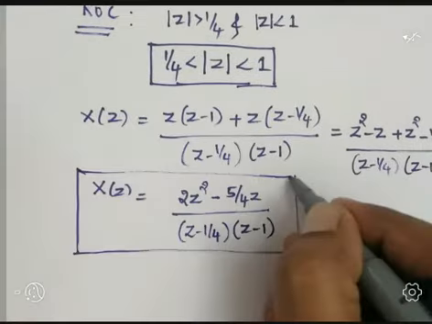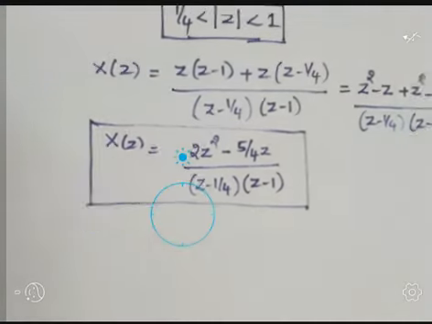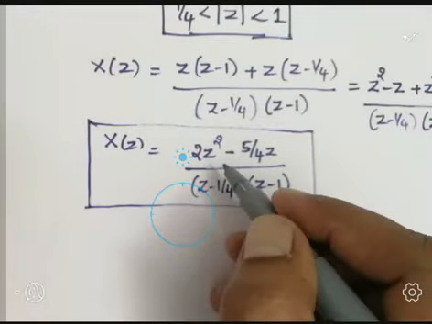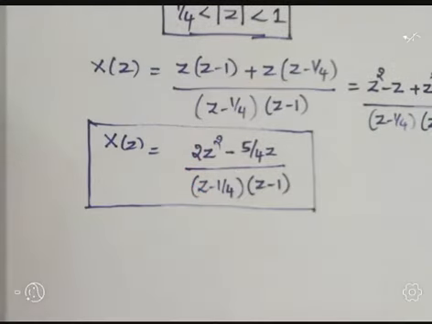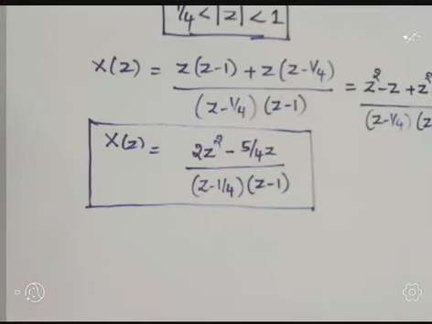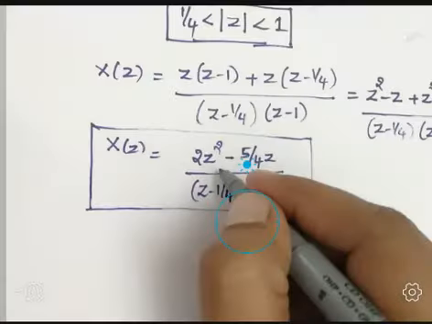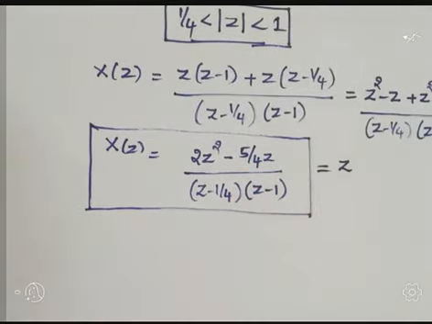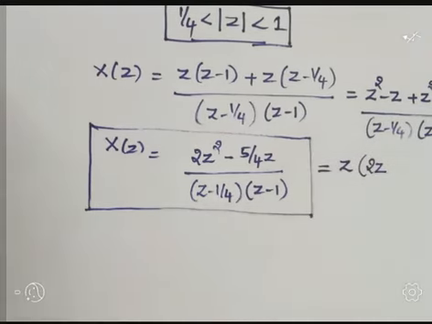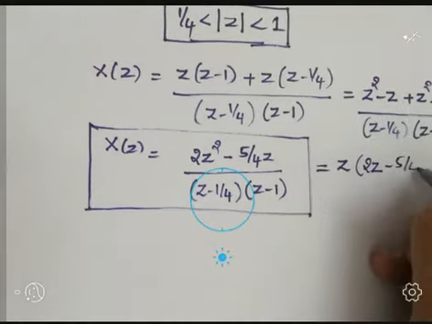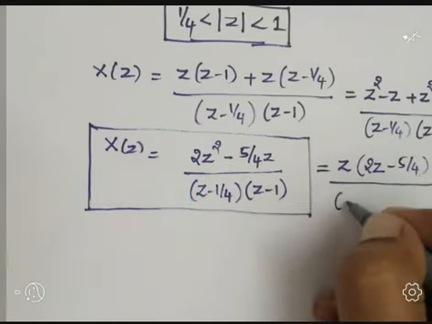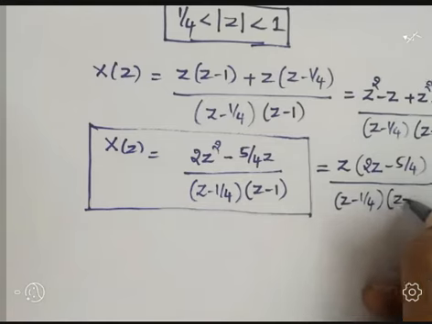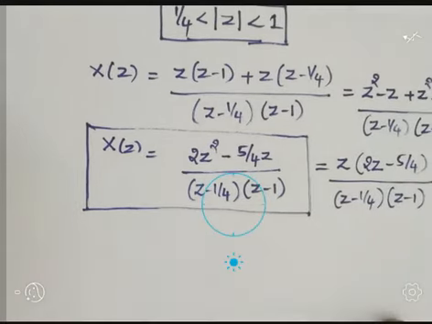So next is what? Finding the poles and zeros. Very simple. Equating the numerator polynomial will give zeros, and equating the denominator polynomial will give poles. Here it is difficult to equate, so for that reason I will take Z outside. If I take Z outside, what I am getting? Z into 2Z minus 5 by 4 divided by Z minus 1 by 4 into Z minus 1. So let us equate the numerator to the 0.